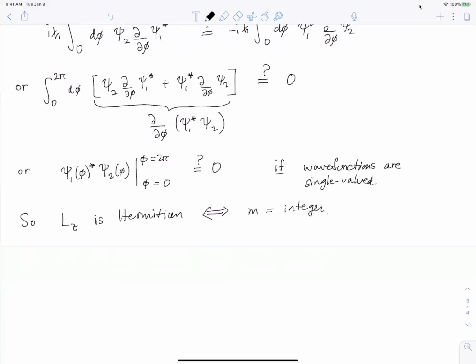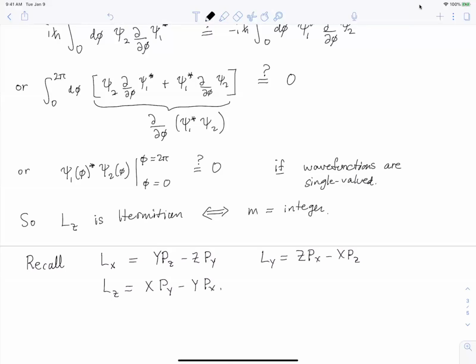Okay, so now that we have a Hermitian operator, which can be an observable, we can ask more general questions about it. One thing we'd like to know is what the commutation relations are for angular momenta. Recall from the last lecture that L sub x is y p sub z minus z p sub y. L sub y is z p sub x minus x p sub z. And L sub z is x p sub y minus y p sub x.